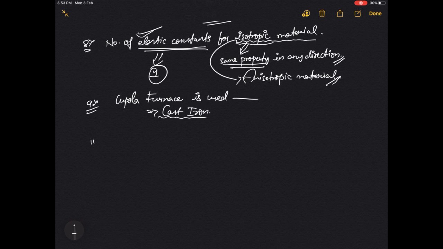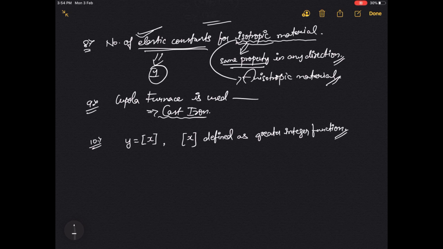Now, one more interesting question, and I like this question, is they gave a function where y equals square bracket x, and what they mentioned is this symbol is defined as the greatest integer function. And one more thing they mentioned is x belongs to the range 1 comma 4. And they asked to find out the area under this graph in this region.